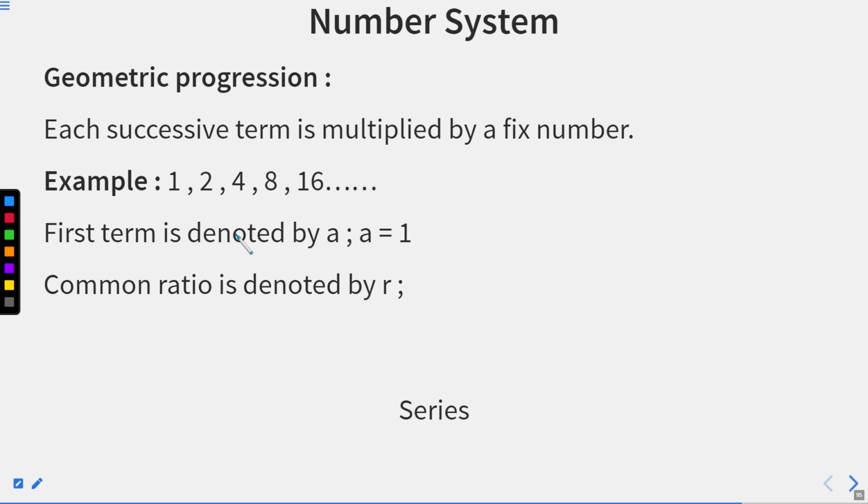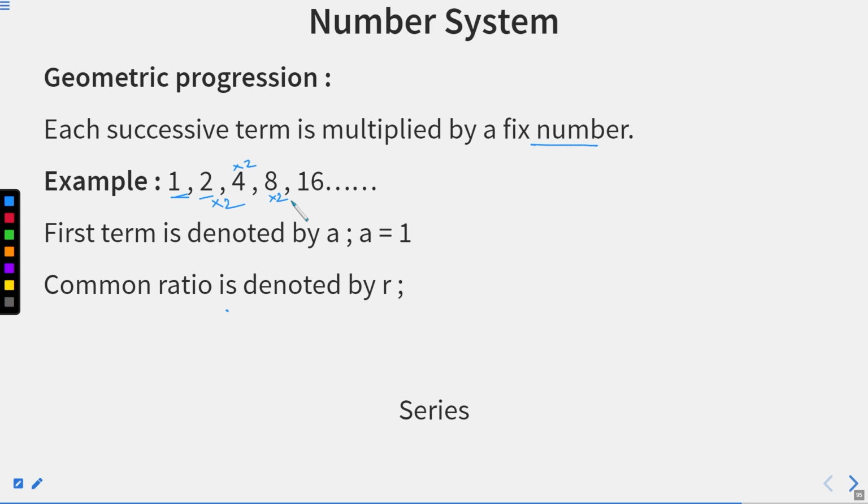In geometric progression, each successive term is multiplied by a fixed number. In the last type of series, the numbers were added. Now, what we are doing is multiplying the numbers in the series. So here, 2 is multiplied to 1, we got 2. We multiplied by 2 here, we got 4. We multiplied by 2 here, we got 8. We multiplied by 2 here, we got 16. So it goes on and on till infinity.